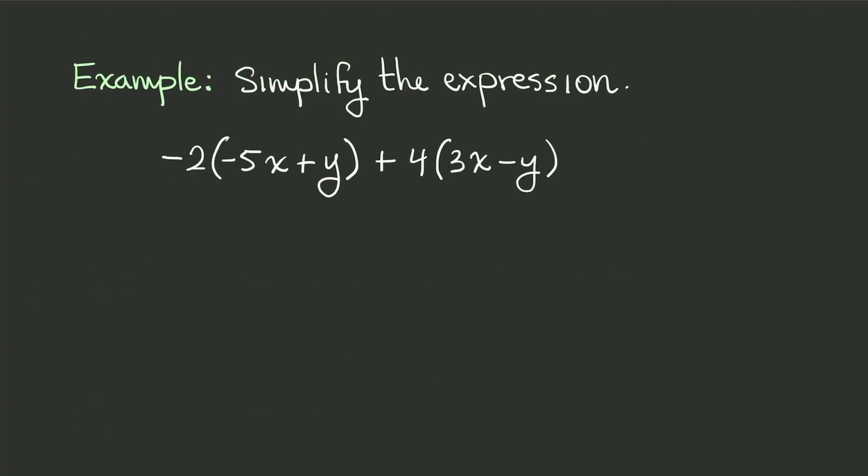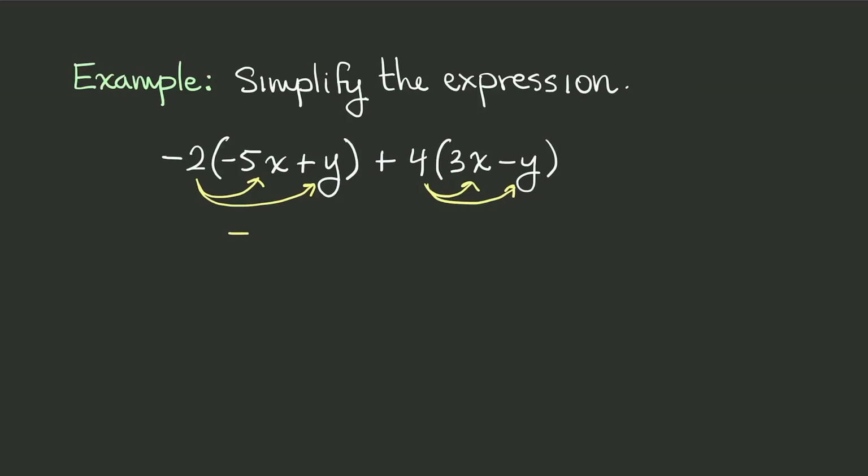In this example, we're supposed to simplify the expression. The first thing that we need to do is get rid of the parentheses by distributing. So we'll take negative 2 times negative 5x, and then we'll take negative 2 times y. And then we'll also distribute the 4 by taking 4 times 3x and 4 times negative y.